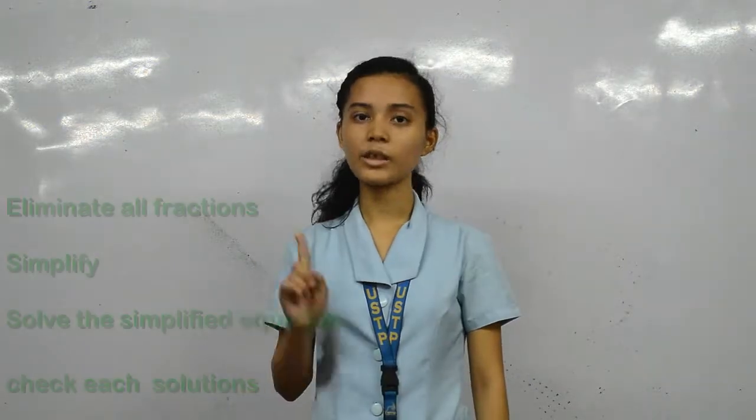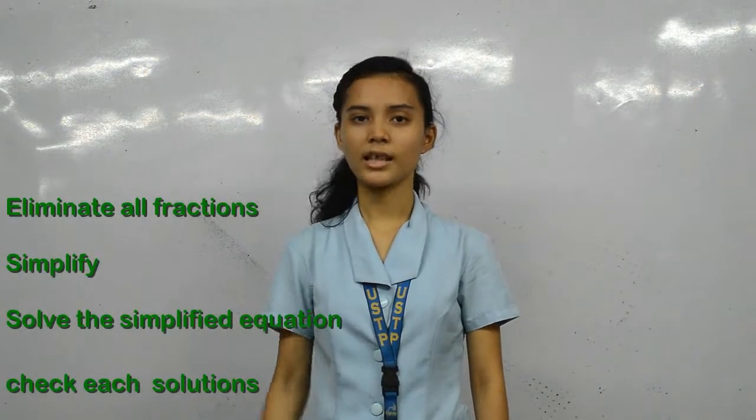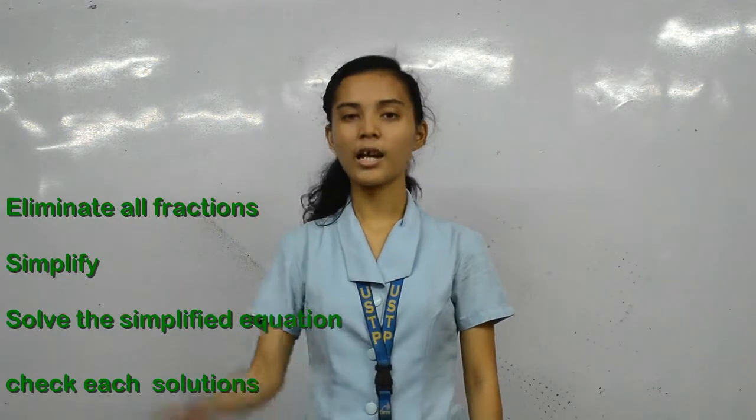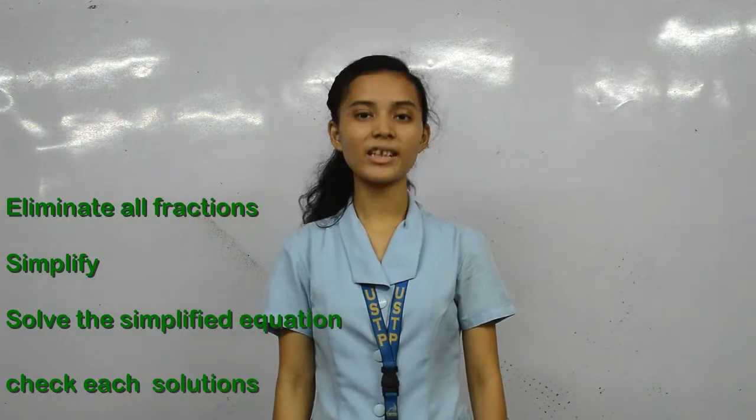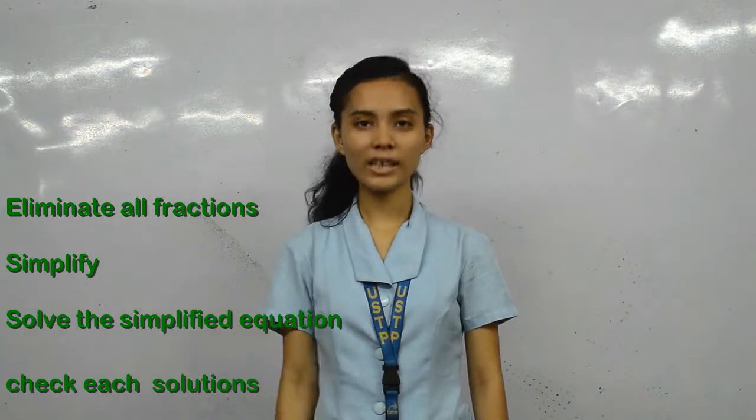Hi guys! So, how are we going to solve rational equations? Just like the other types of equation, a rational equation involves a series of steps to solve. But it's simple. We just need to follow 4 steps. First, eliminate all fractions. Second, simplify. Third, solve the simplified equation. Fourth, check each solution. Now, let's solve a couple together.